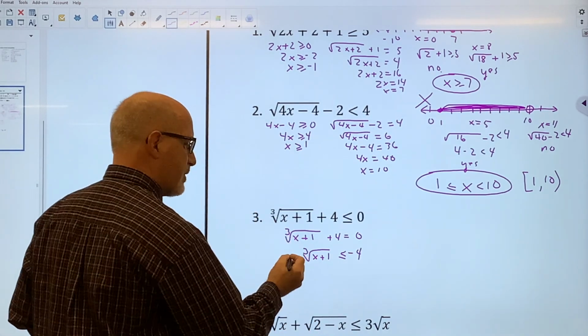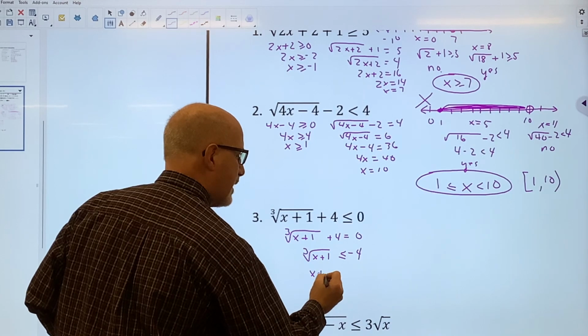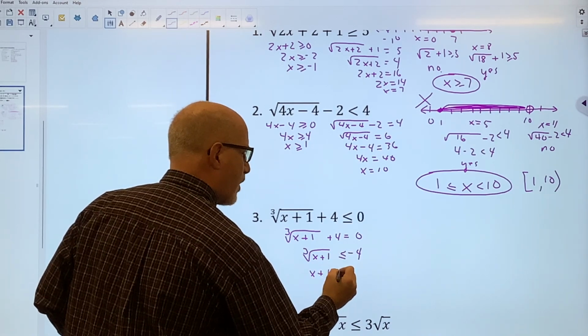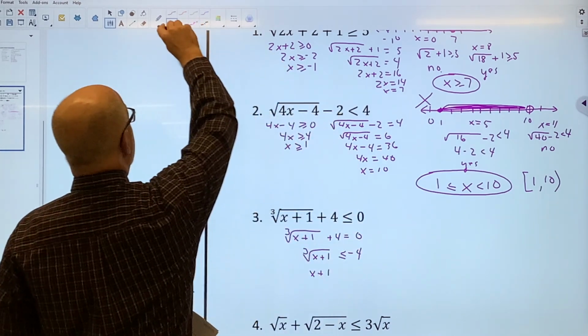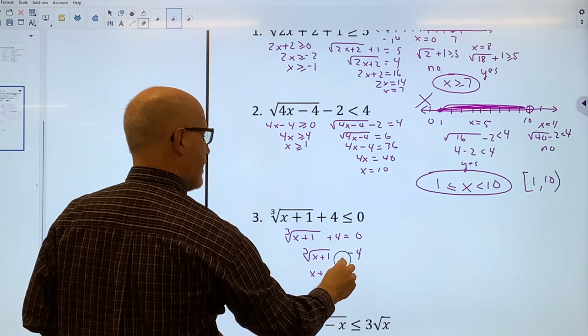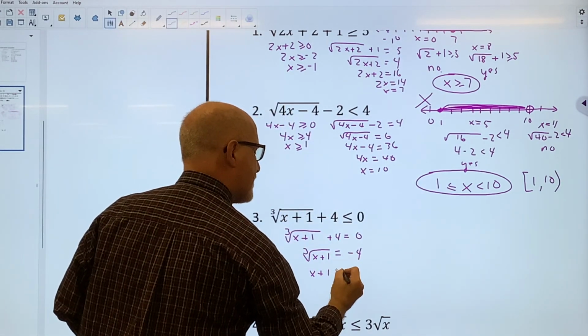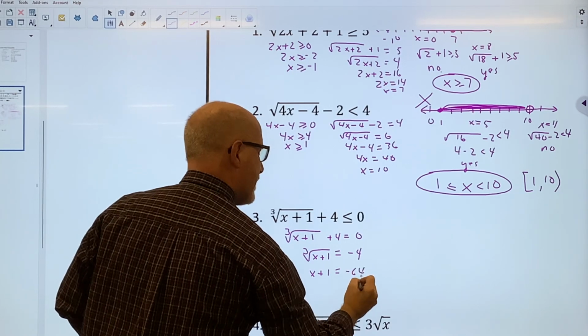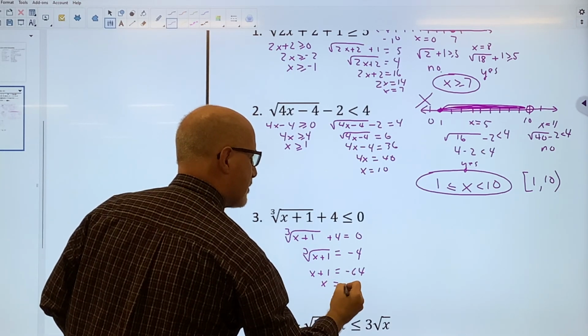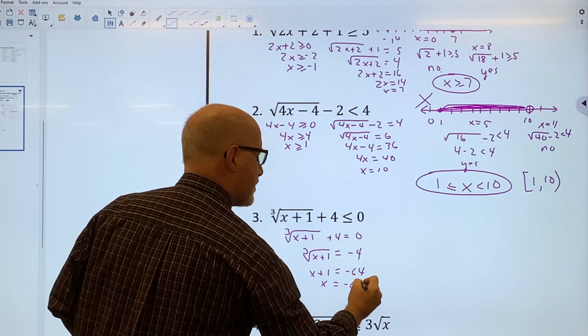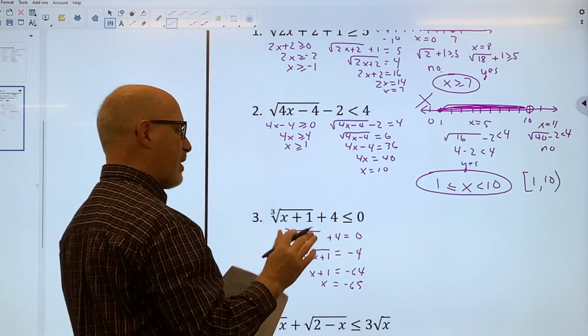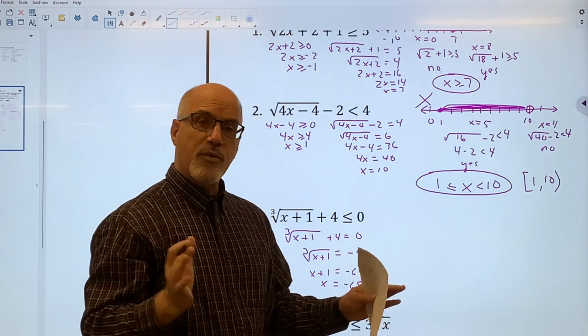So if I cube both sides, I'm going to get x plus 1. If you cube -4, let's make this an equal sign here. So if you cube -4, you get a -64. Subtract 1 and you get x equal to -65 when you subtract that. So now I only have one boundary point.